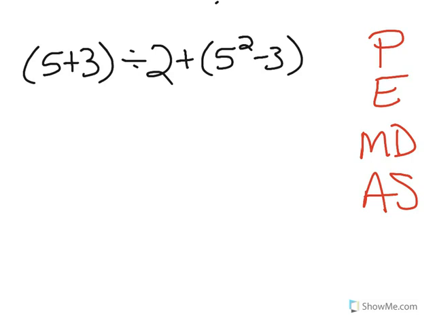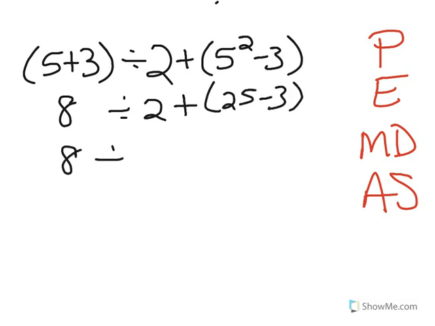Here we have two sets of grouping symbols again to deal with. First, 5 plus 3 is 8. In our second set of grouping symbols, we have two operations to be done. Which should be done first? Well, exponents or powers should be done before subtraction. So first we have 5 squared, which is 25. And then 25 minus 3 is 22.